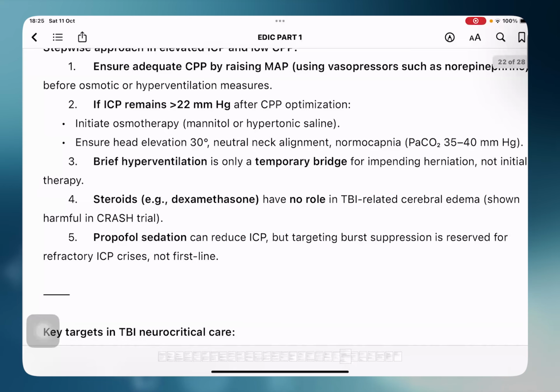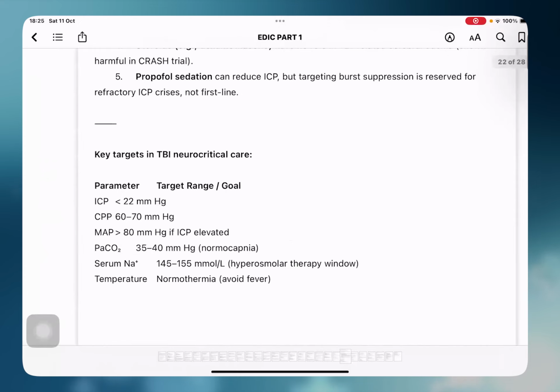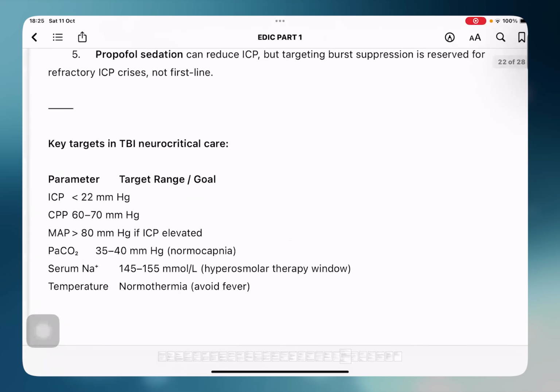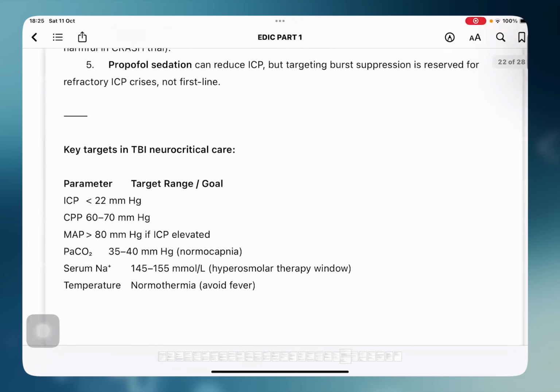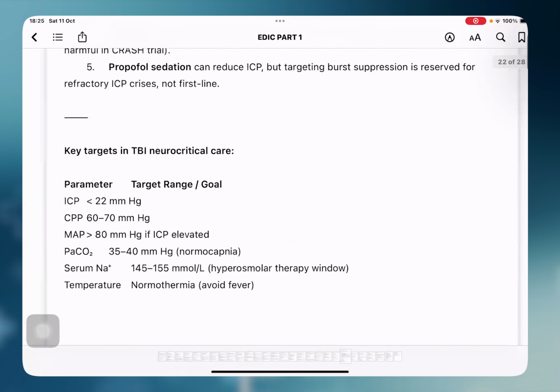So MAP minus ICP. We are not able to decrease ICP. Let's elevate the MAP. Let's bring the MAP to 90. So 90 minus 28 will be 62. So we have a pressure of 60 and above. So we are in the safe range. Key targets are ICP less than 22, CPP 60 to 70, MAP more than 80, PaCO2 of 35 to 40, serum sodium of 145 to 155.